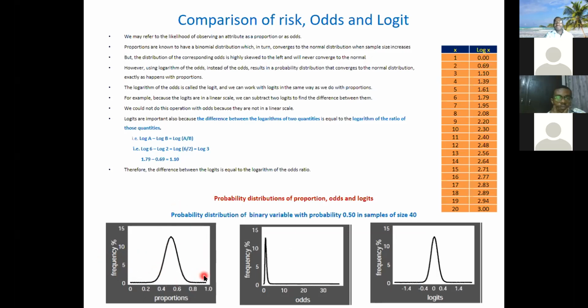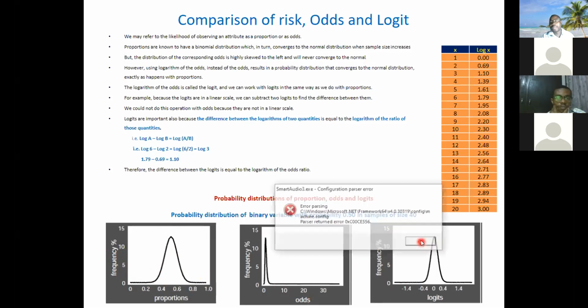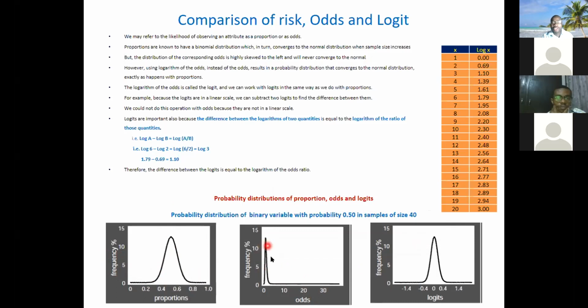That is what we have said about sampling distribution. But the odds will never, it will forever skew. Look at it, this second. But for something from odds to become normal, you need to change to logarithm. Calculate the log odds, which is the logit, and it looks normal.